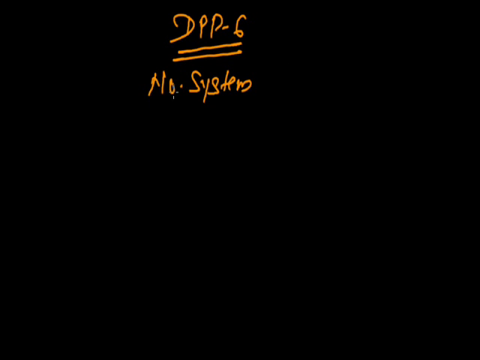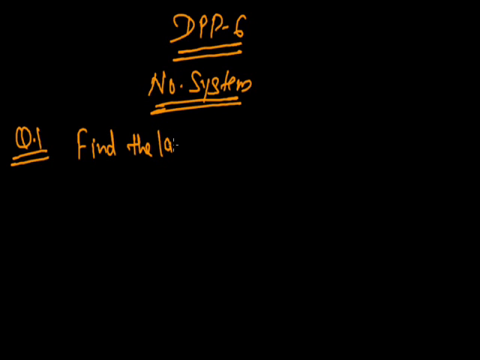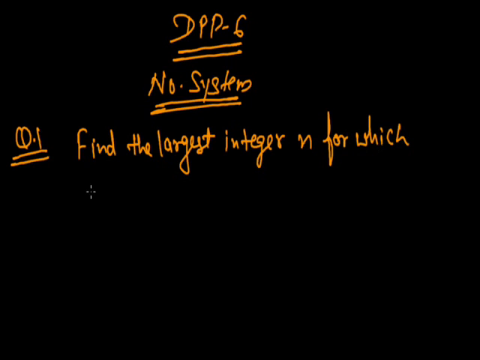Moving to our next DPP. DPP number 6 is of number system. Again, question number 1 of this DPP is: find the largest integer n for which n raised to power 200 is less than 5 raised to power 300.